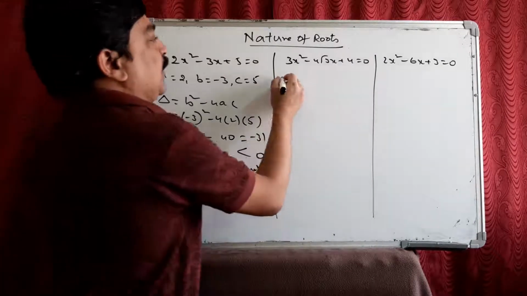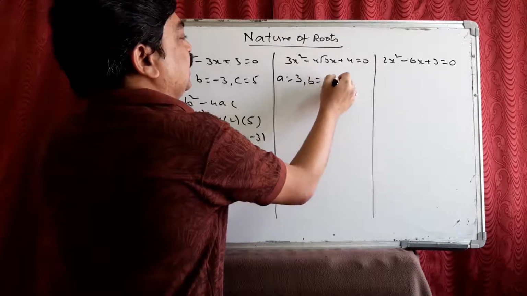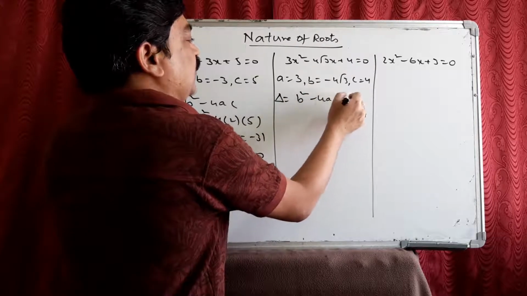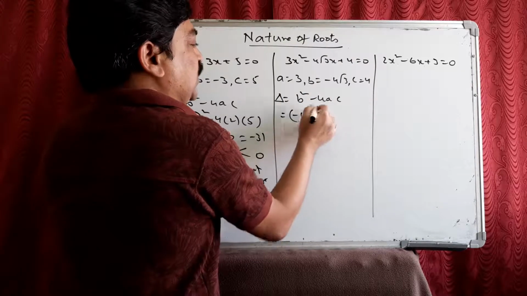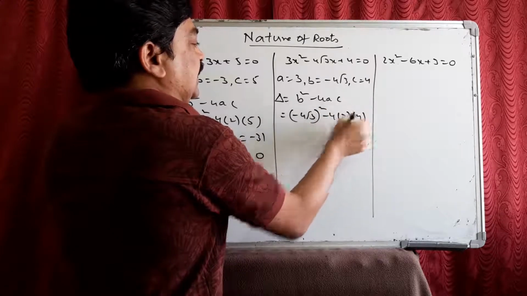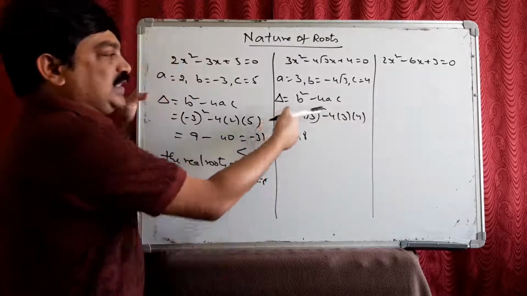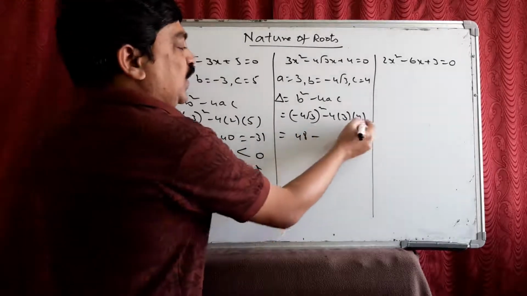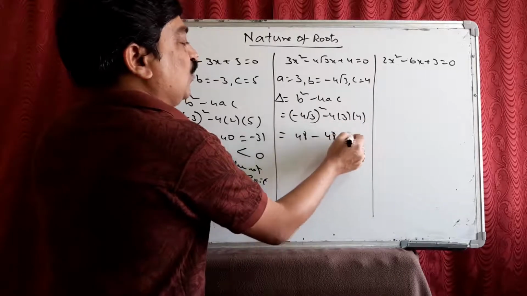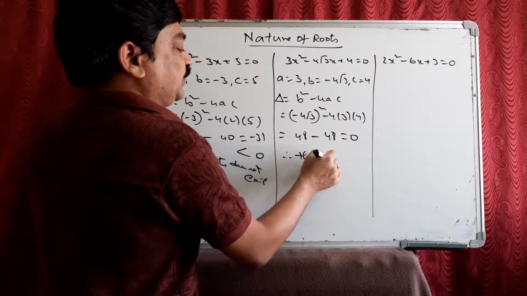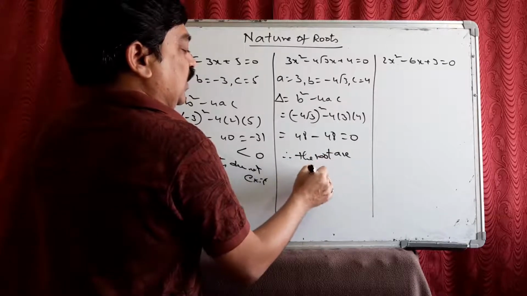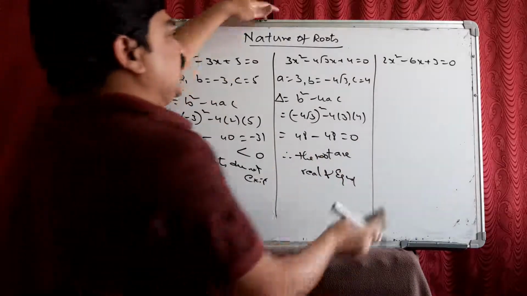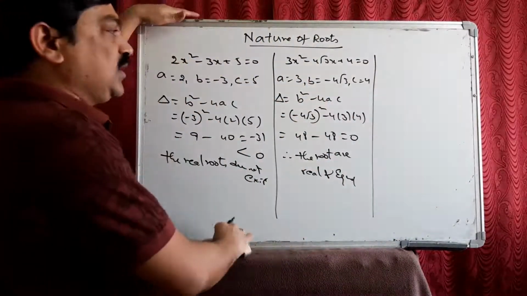In the same way here, a is 3, b is minus 4 root 3, c is 4. Find out delta. b square minus 4ac, minus 4 root 3 whole square minus 4ac. That is 48, because 4 square is 16, minus square is plus, 16 into root 3 whole square which is 3. 16 times 3 is 48. Minus 4 into 3 into 4 is 48, so delta is 0. Therefore, the roots are real and equal. So, shall we find out the roots here? You can do that problem on your own. If the roots are real, then you are asked to find them.